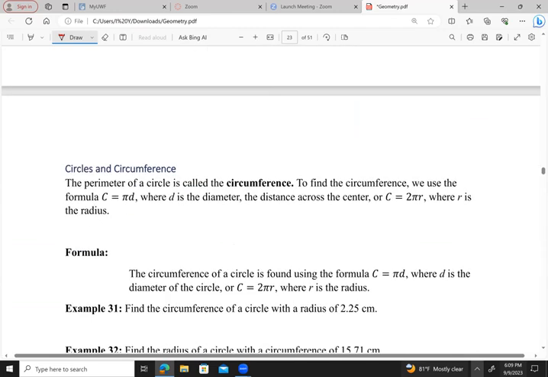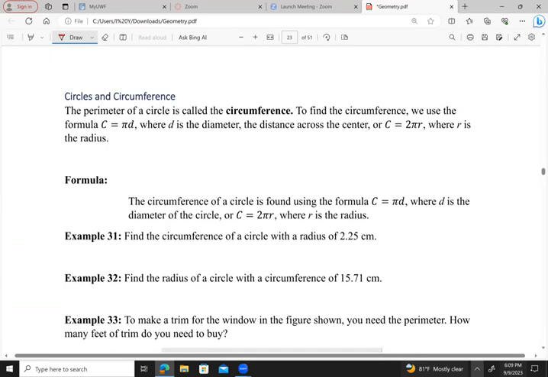That brings us to circles and circumference, which is the perimeter of a circle, which is what it says here. The perimeter of a circle is called the circumference. To find the circumference, we use the formula C equals pi times D, where D is the diameter, the distance across the center. Or we can use C equals 2 pi r, where r is the radius.